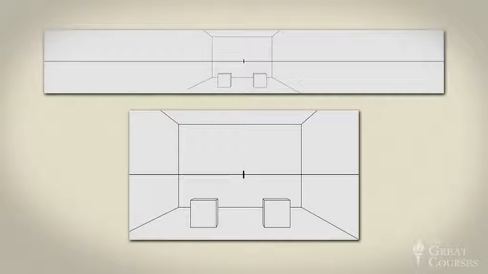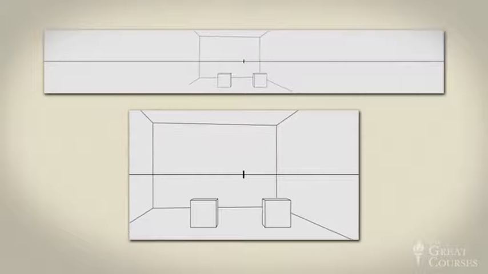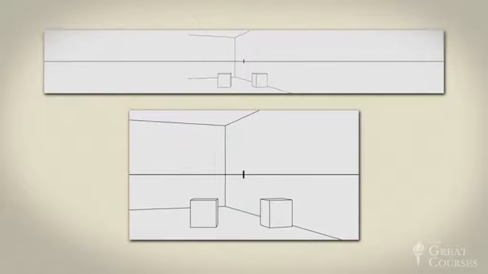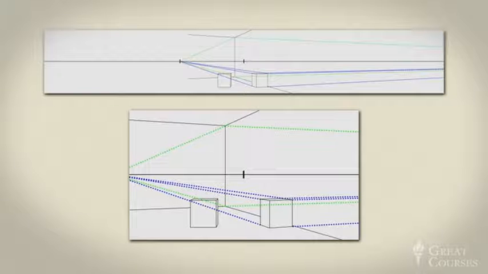Now, let's rotate both the room and the box on the right to the left. And we'll keep them parallel as they rotate. You'll note that they share right and left vanishing points. And here's the principle. Objects that are parallel in nature will share the same vanishing point or points. This is true in both 1 and 2-point perspective.